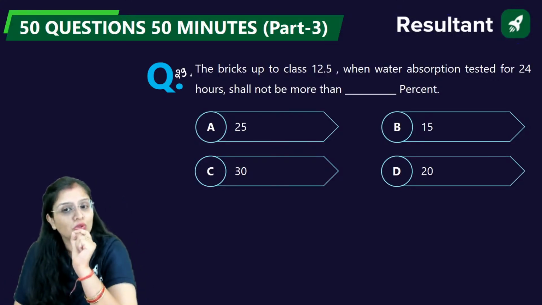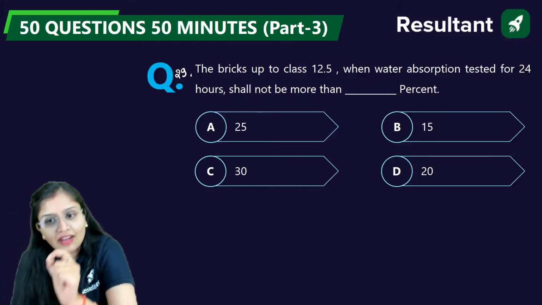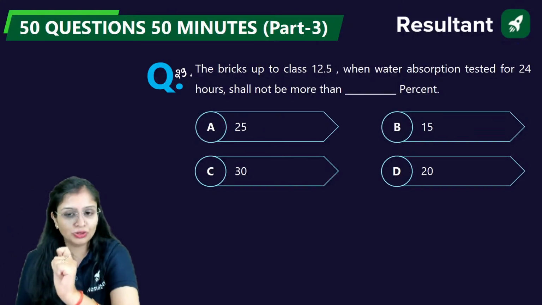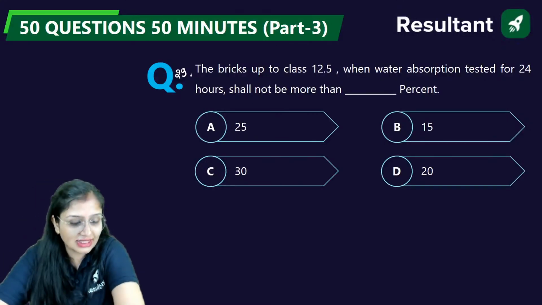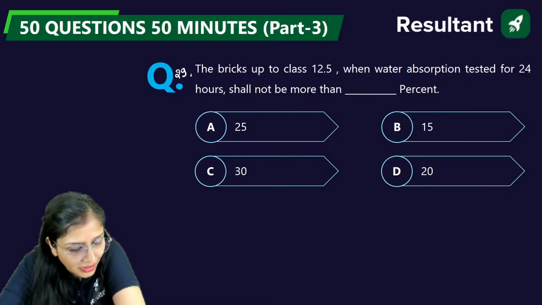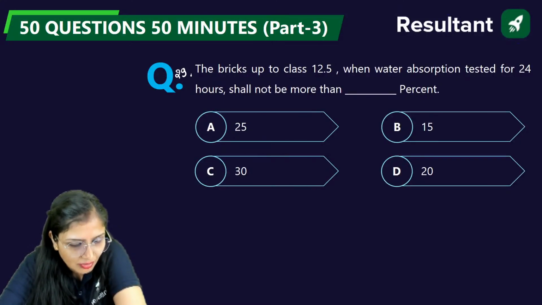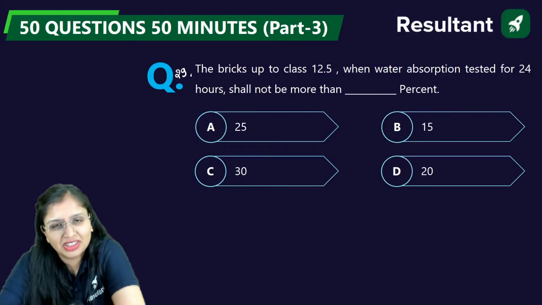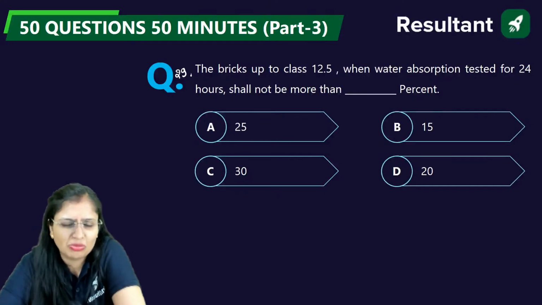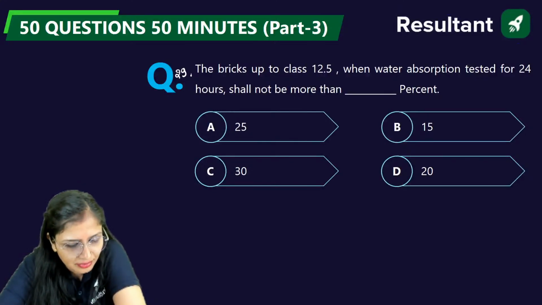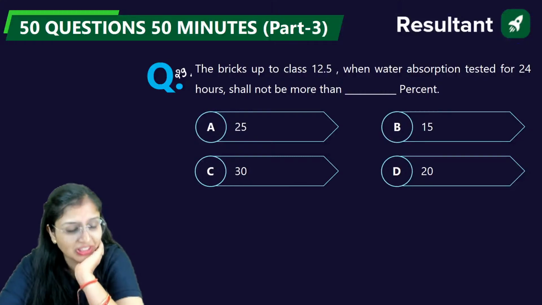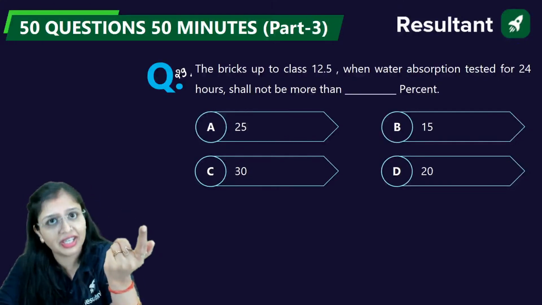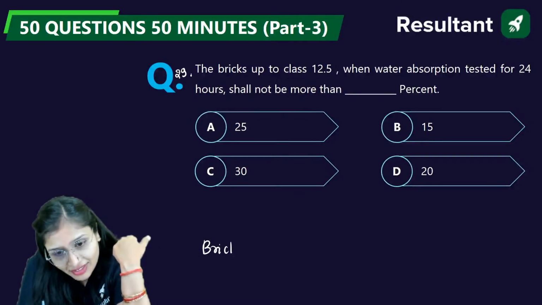Question number 29, again a database question. The bricks up to class 12.5, when water absorption is tested for 24 hours, shall not be more than what? Generally there is a bifurcation into cold water and hot water; we are assuming normal cold water. It is asking up to class 12.5. You will say, ma'am, if it is above 12.5 it is different. Yes, for bricks above 12.5 the answer becomes different.